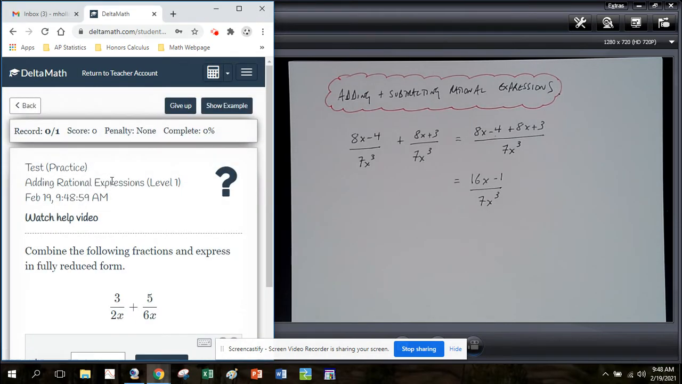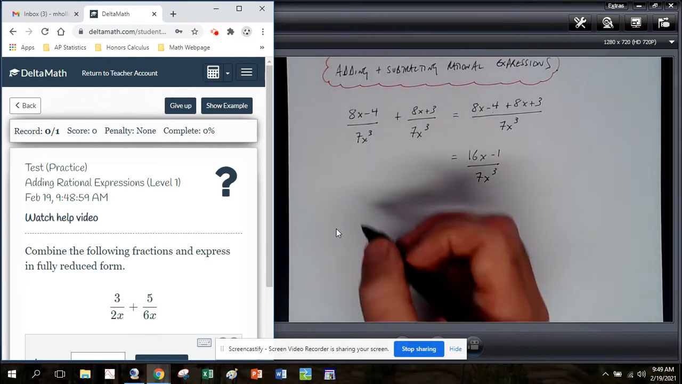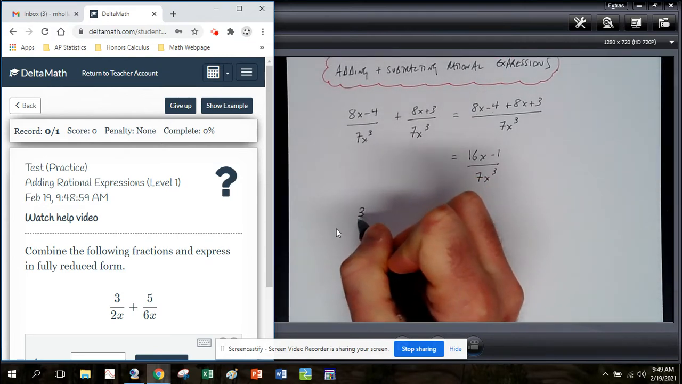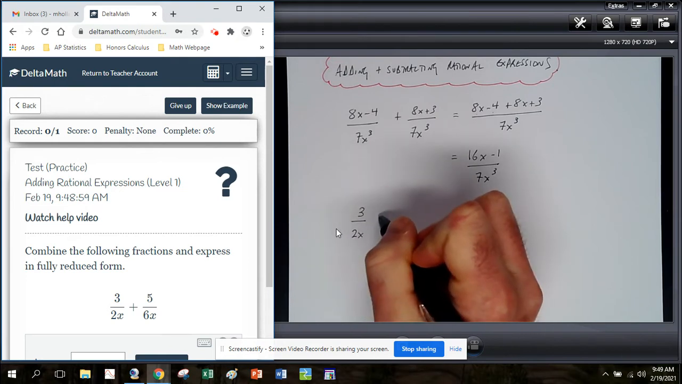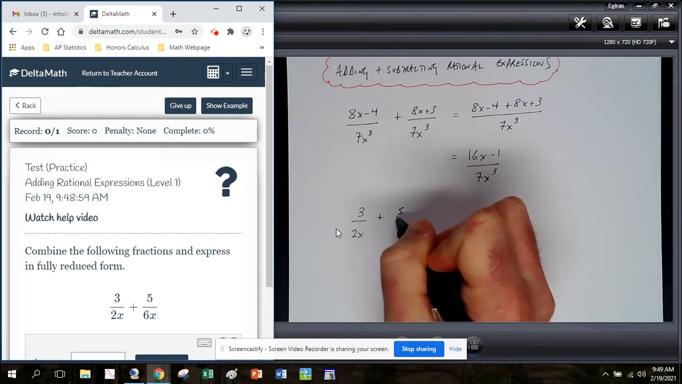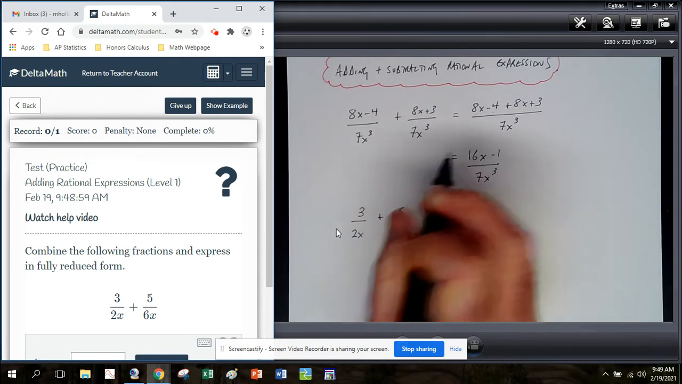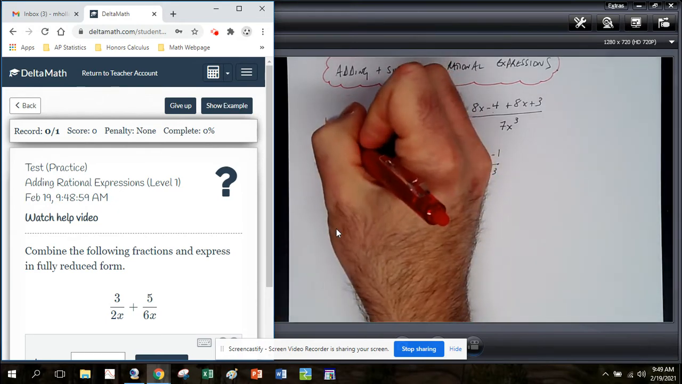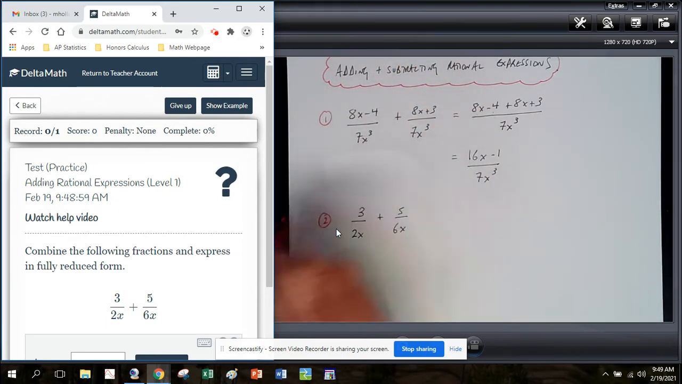All right, so let's go ahead and have a look at another one, maybe where the denominators aren't quite the same. So here's one such example right here. So we have 3 over 2x plus 5 over 6x. And I should probably go ahead and number these examples so I don't get confused.